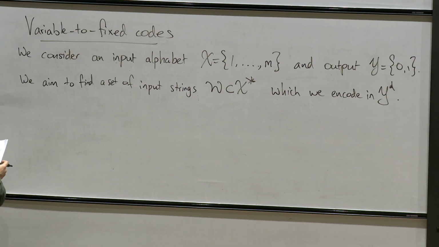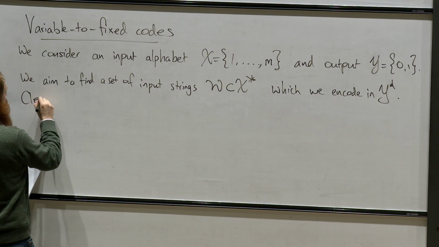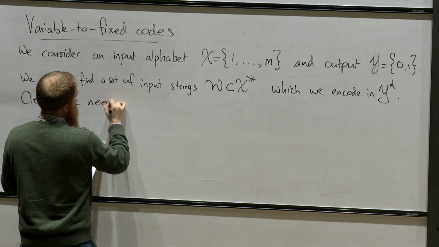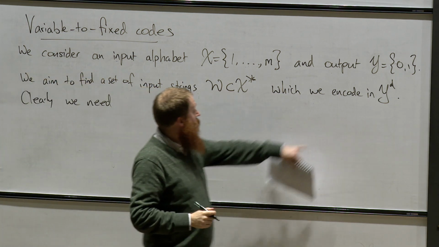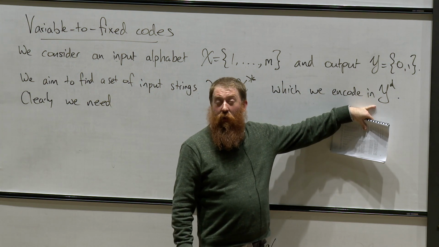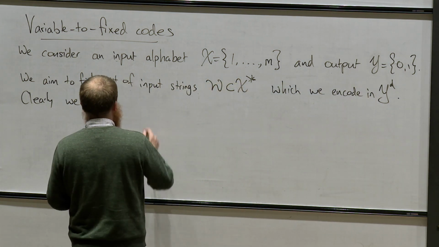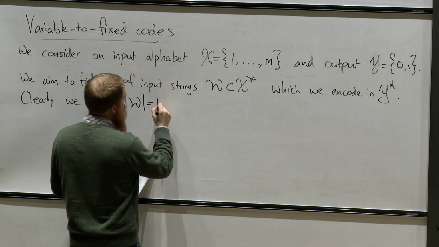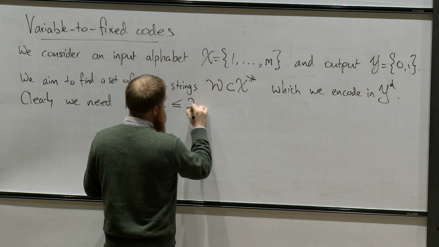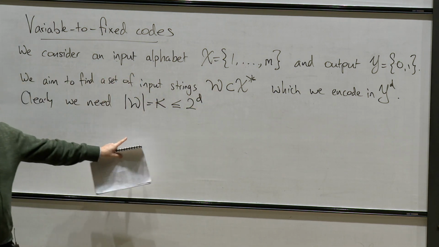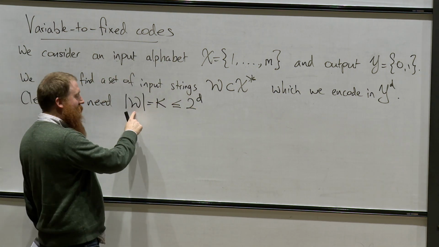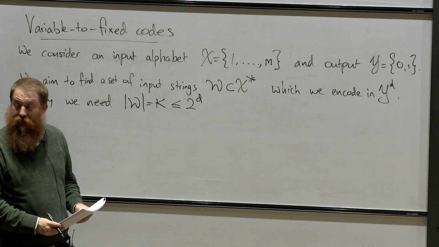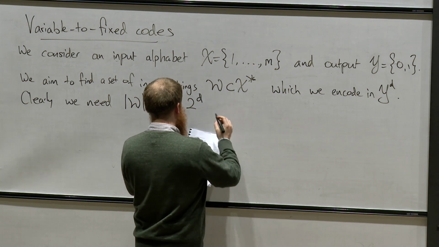So how's this going to work? What do we need to know? Clearly, we need, okay, so how many strings can we encode in here? Well, the most we could encode is 2 to the d. So we need the size of W, which I'll just call k, to be less than or equal to 2 to the d. Because if I have more than 2 to the d input words, there's no way I can encode them all.